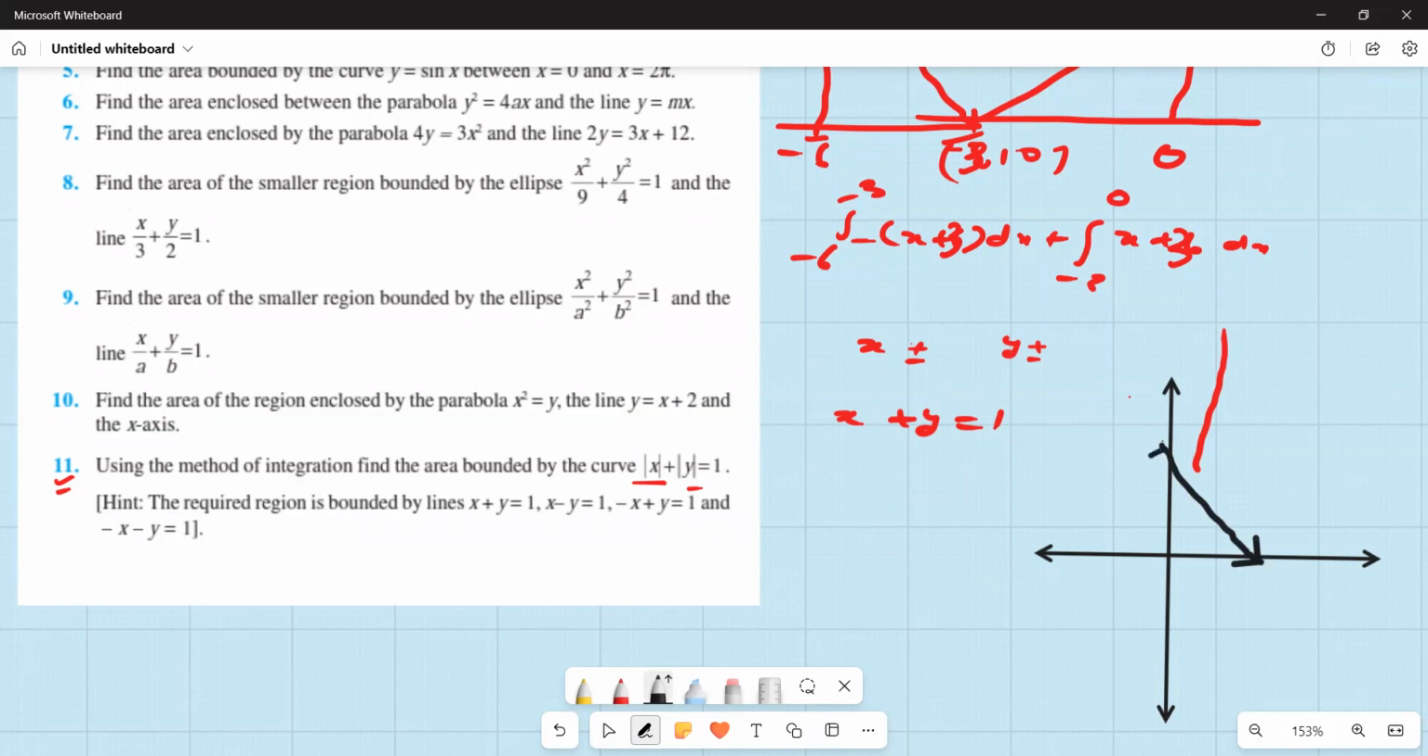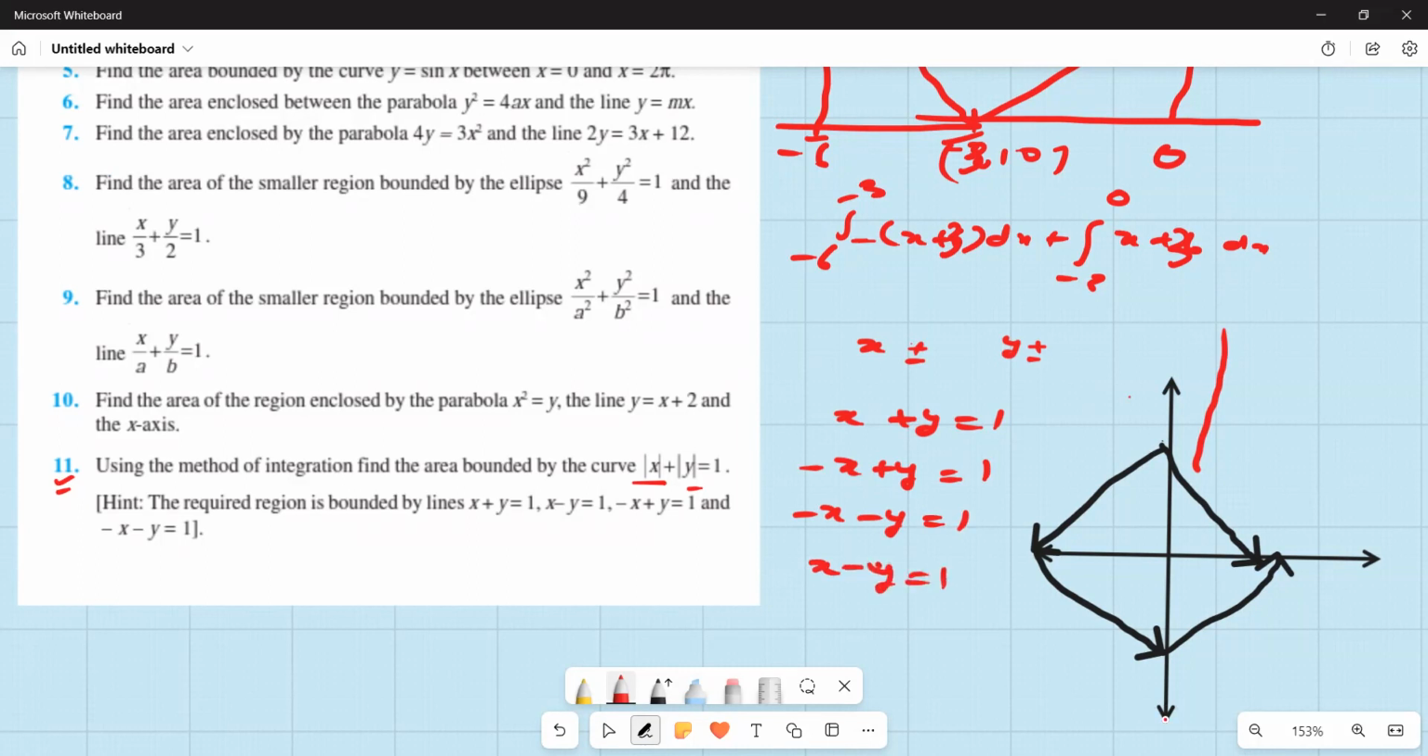Then x negative, y positive. Then both are negative. So first x, y both positive, then x negative, y positive, then x negative, y negative, and then x positive, y negative. So from here you are getting four types of y1. So it will be a type of square. So you can say 4 times this area, from 0 to 1, y will be 1 minus x dx.